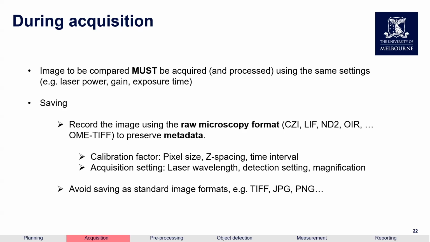The second is the acquisition settings like laser, detector, and objective magnification, which are essential for your records and also for publishing. And also when you save it, standard formats like TIFF, JPEG, and PNG strip most of this information out. So only export to those for final figures, but never measure from them. That's the key takeaway.